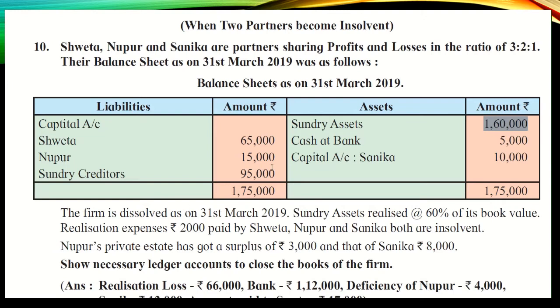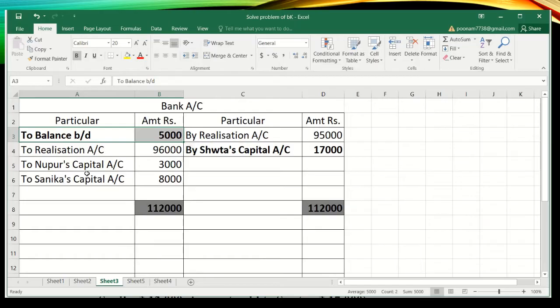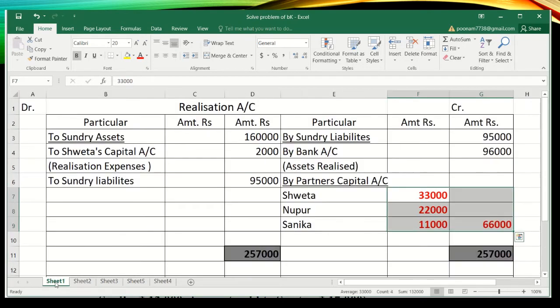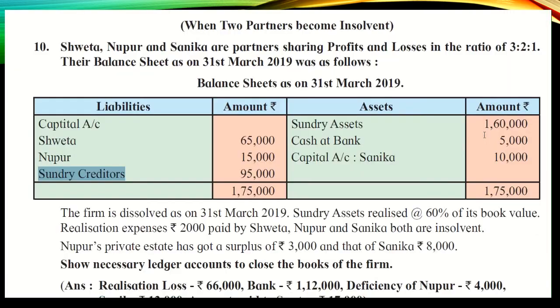After that, before going to the adjustments, we transfer all the assets and all the liabilities to the realization account. Assets will be transferred on the debit side and liabilities on the credit side of the realization account. So let's go to the realization account. On the debit side, I have written to sundry assets 1,60,000, and on the credit side I have written by sundry liabilities 95,000. So from the balance sheet we have taken all the required amounts, recorded the opening balances, and transferred the liabilities and assets to the realization account.